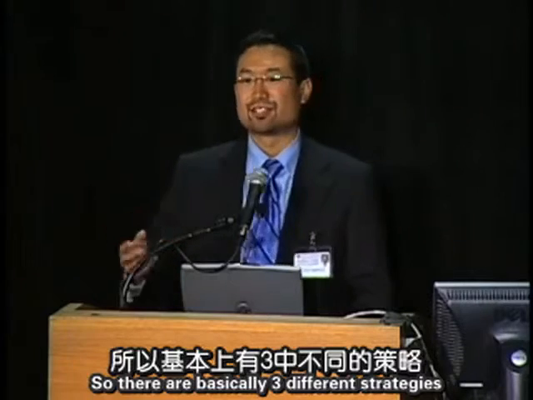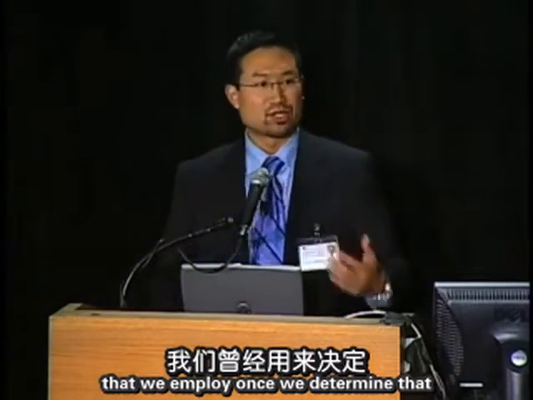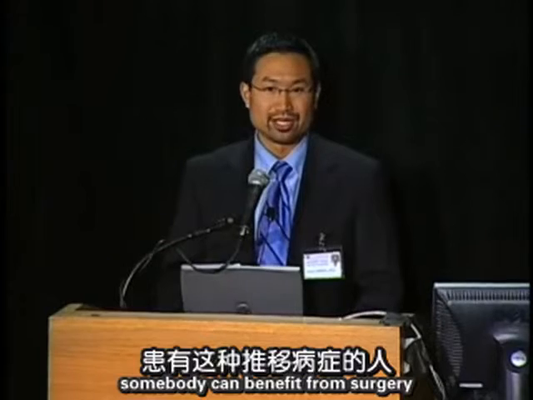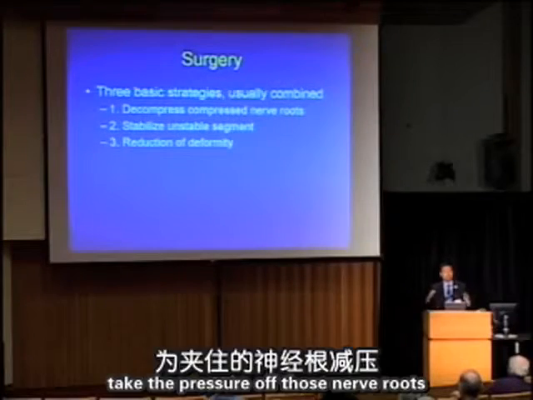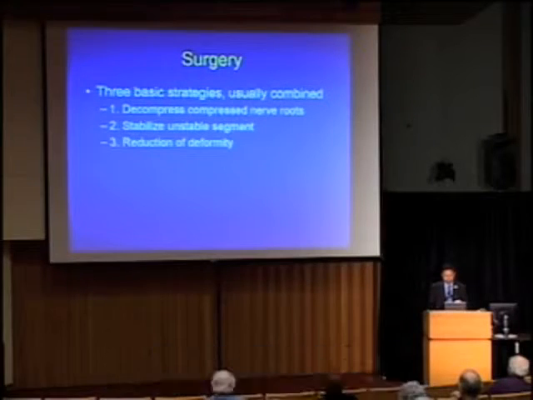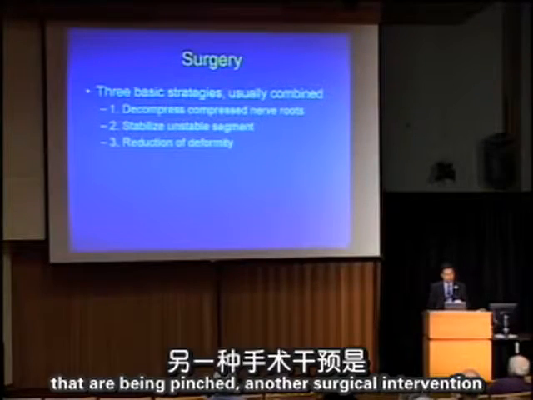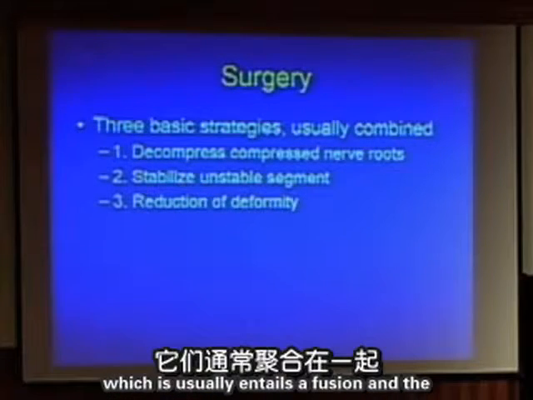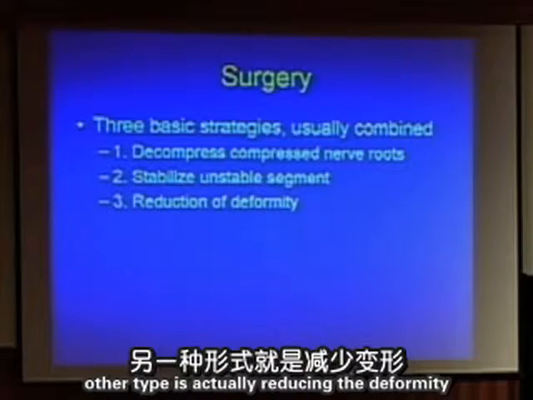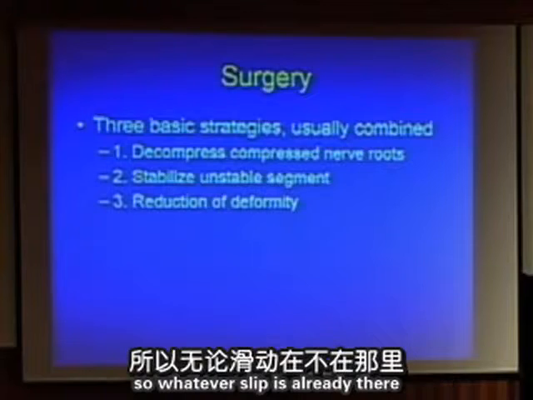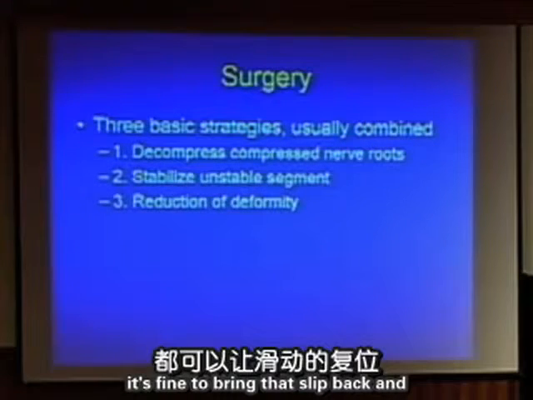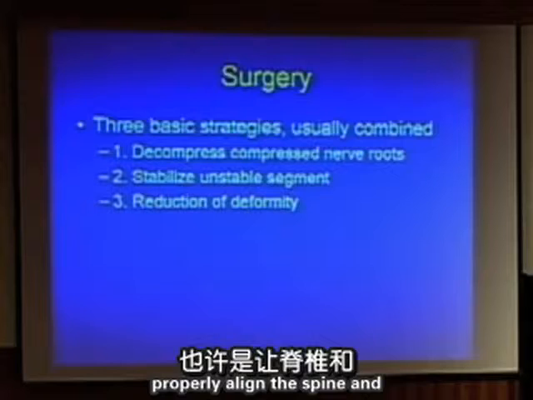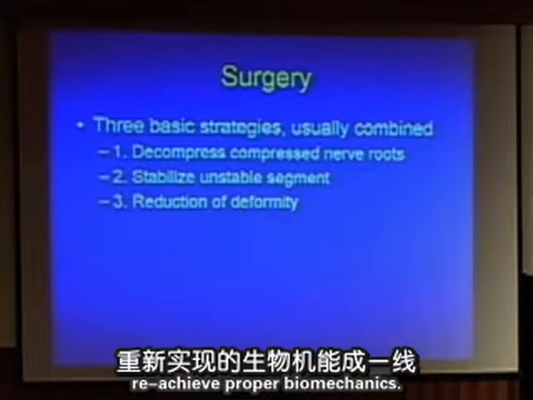So there are basically 3 different strategies that we employ once we determine that somebody can benefit from surgery who has this type of slip. One is simply just to decompress or take the pressure off those nerve roots that are being pinched. Another surgical intervention would be to stabilize that segment that moves, which usually entails a fusion. And the other type is actually reducing the deformity. So whatever slip is already there, trying to bring that slip back and properly align the spine and re-achieve proper biomechanics.